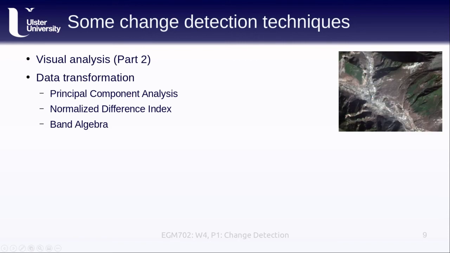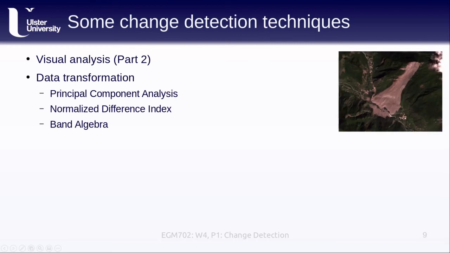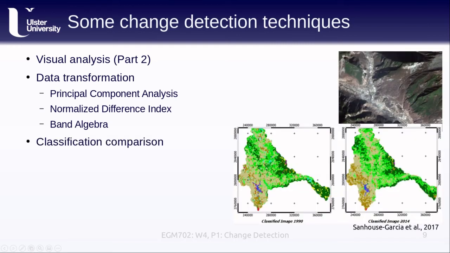Band algebra, such as taking a band ratio or a difference, can also be a way to enhance the differences between images at two different times. We can also do a classification comparison, where we classify each image individually and compare the results. This might not always be the best option, however, as classifications can be noisy, and any differences that we see might not reflect true changes.